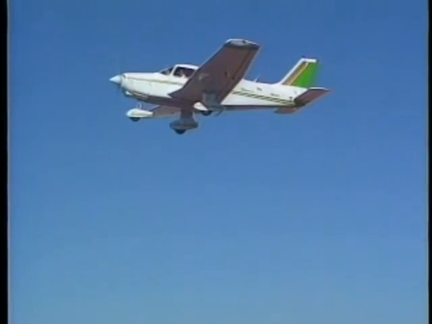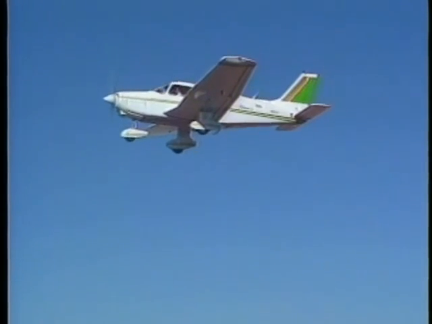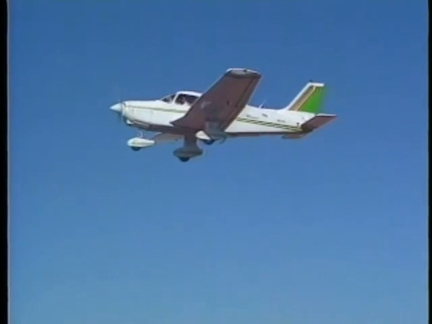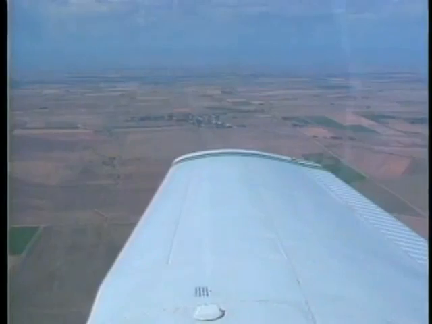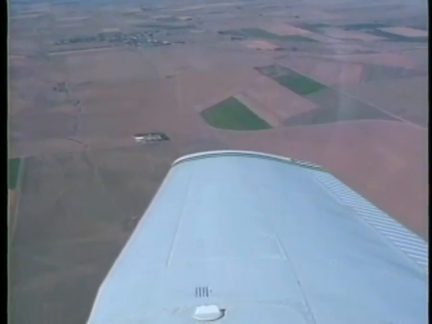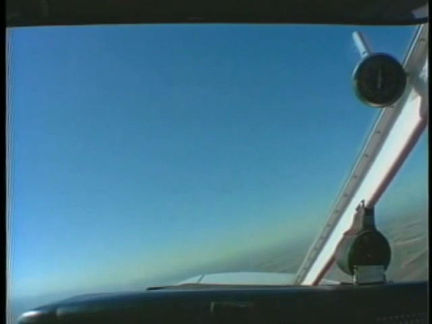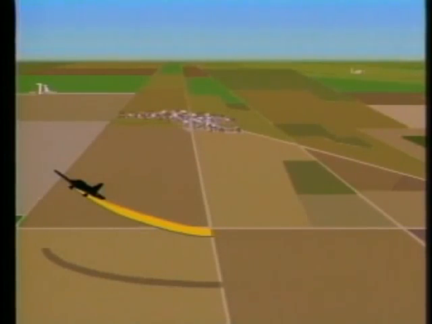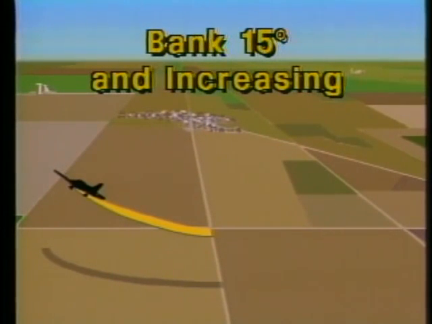Start in straight and level flight at a normal cruise power setting and at the recommended airspeed. Since the power setting does not change during this maneuver, pitch attitude controls airspeed. When abeam the 90-degree reference point, begin the maneuver. During the first 45 degrees, concentrate on performing a gradual climbing turn toward your reference point. At the 45-degree point, you should reach your greatest nose-high pitch attitude. The bank angle should be approximately 15 degrees and increasing.